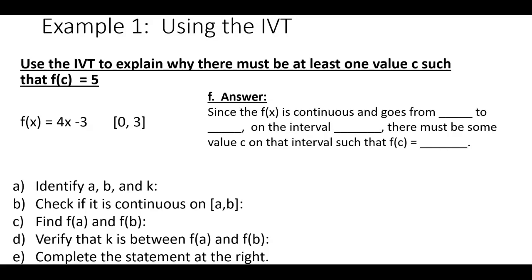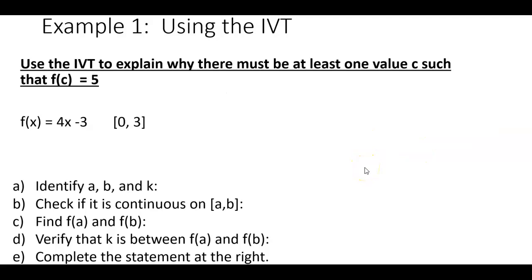So let's go ahead and apply this problem here. Use the IVT, the intermediate value theorem, to explain why there has to be at least one value c such that f of c equals 5. Okay, now I want to say that in English a little bit. Use the intermediate value theorem to explain why there has to be some x value, which I'm going to call c, such that when you plug that x value into the function, you get 5. Okay, now there's another way we could solve it on this problem. It's pretty easy, but we want to do it using the intermediate value theorem here.